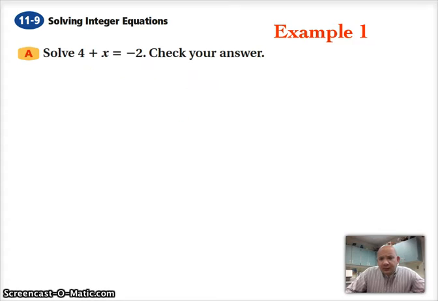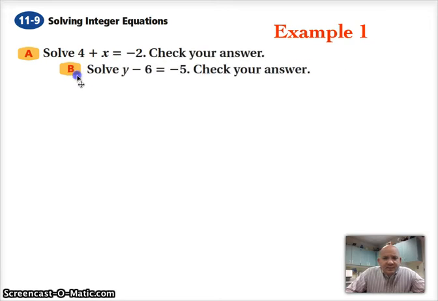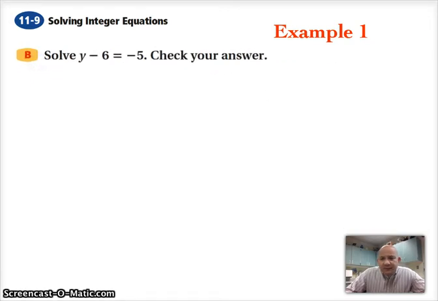The next problem I'll drag out here is a similar problem. This time it's a different operation. Here we have y minus 6 equals negative 5. Same thing. We're going to isolate the variable, which means we're going to leave y by itself on this side of the equation. How do we get rid of a minus 6? Well, we add 6 to both sides. These drop out entirely because negative 6 plus a 6 is 0.